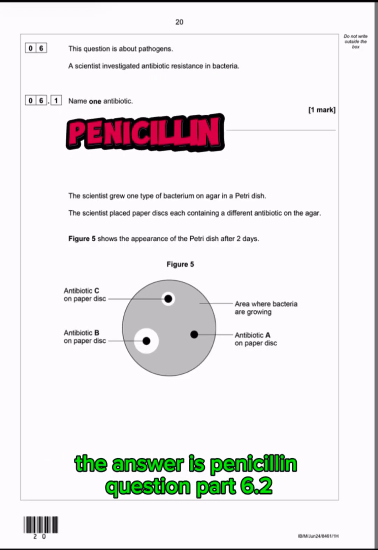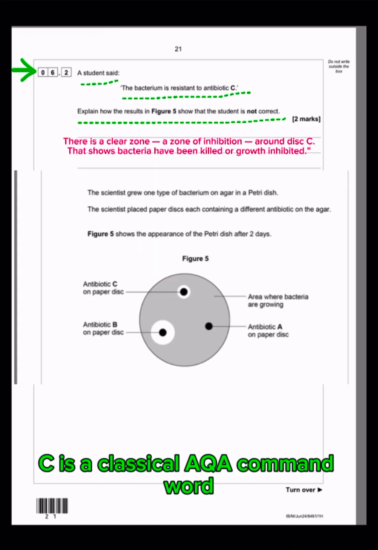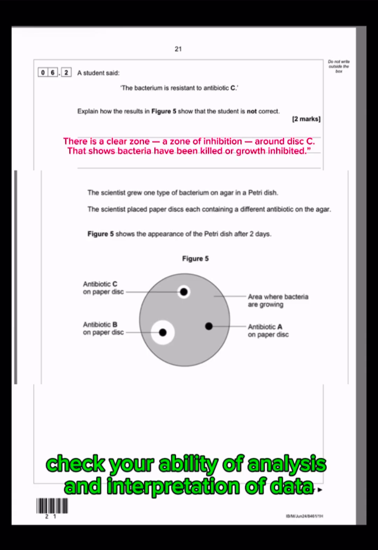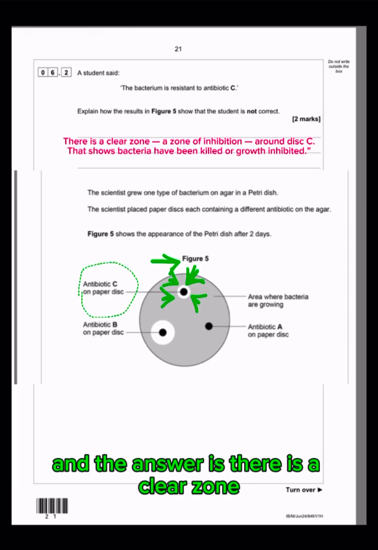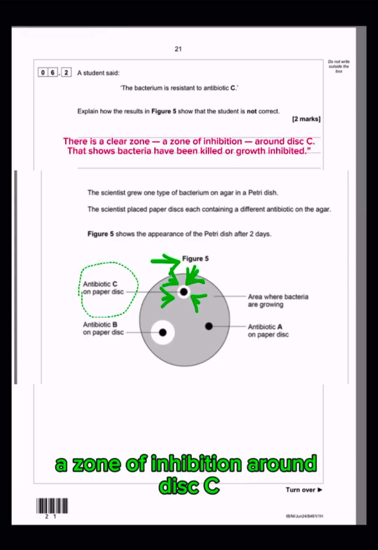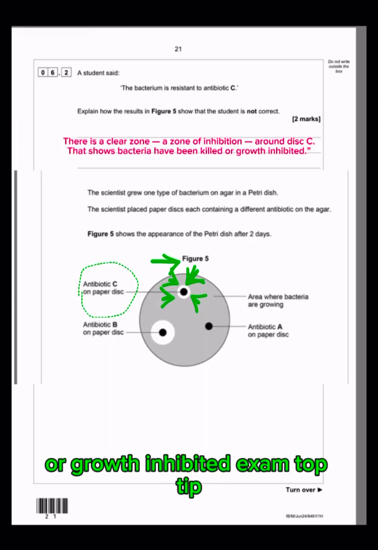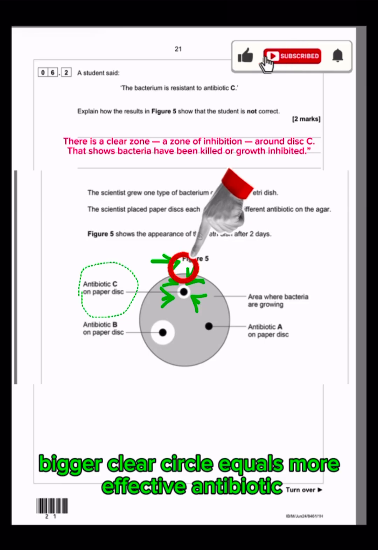The answer is penicillin. Question part 6.2, why is the student wrong about disc C? This is a classical AQA command word where the examiner checks your analysis and interpretation of data while asking you to explain why the student was wrong using figure 5. And the answer is there is a clear zone, a zone of inhibition, around disc C that shows bacteria have been killed or growth inhibited. Exam top tip: bigger clear circle equals more effective antibiotic.